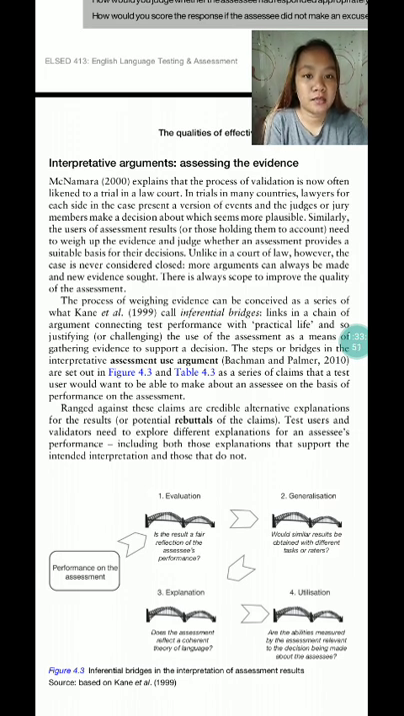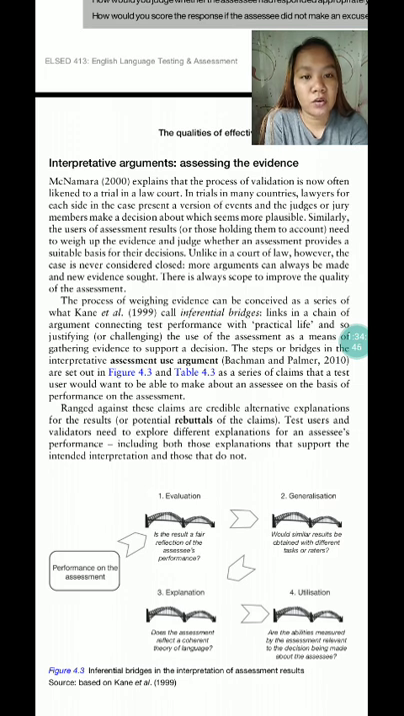Interpretive arguments: assessing the evidence. McNamara, 2000, explains that the process of validation is now often likened to a trial in a law court. In trials in many countries, lawyers for each side in the case represent a version of the evidence, and the judge or jury members make a decision about which seems more plausible. Similarly, the users of assessment results, or those holding them to account, need to weigh up the evidence and judge whether an assessment provides a suitable basis for their decisions.